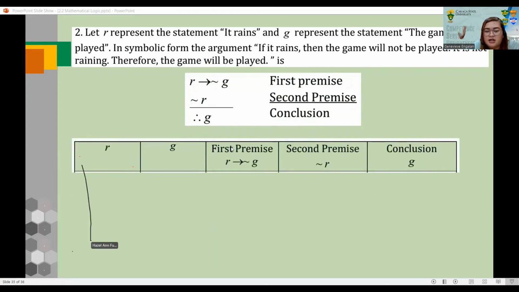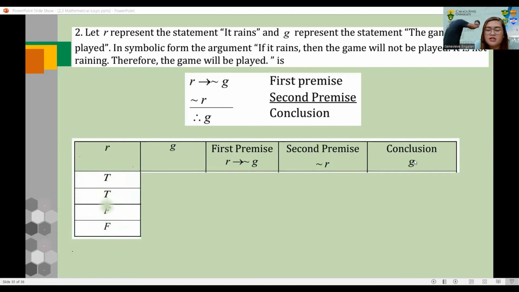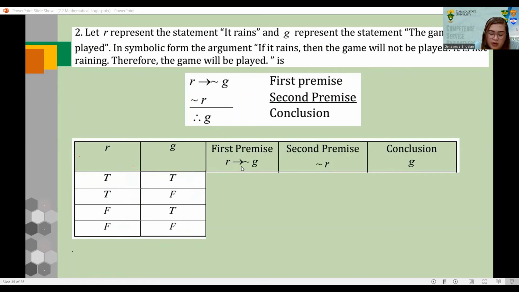Okay, R, G, first premise, second premise, and conclusion. So, again, standard: true, true, false, false, true, false, true, false. The first premise here is R implies not G. We don't have not G yet, so we make not G, which is the opposite of G. So, not G will be false, true, false, true.